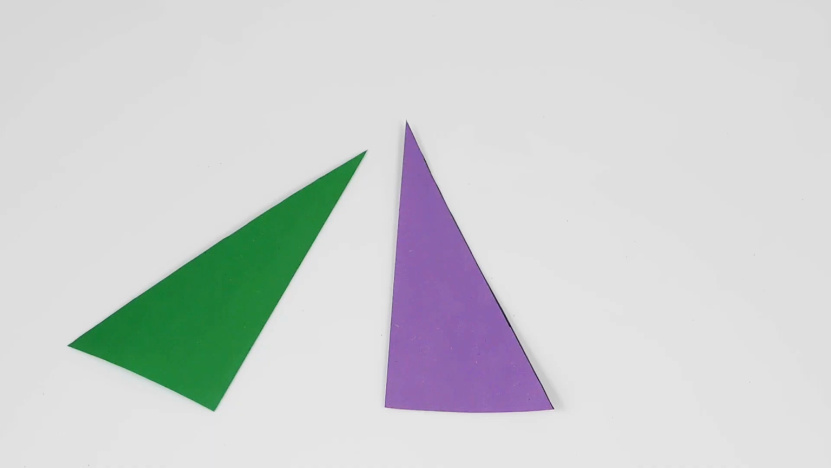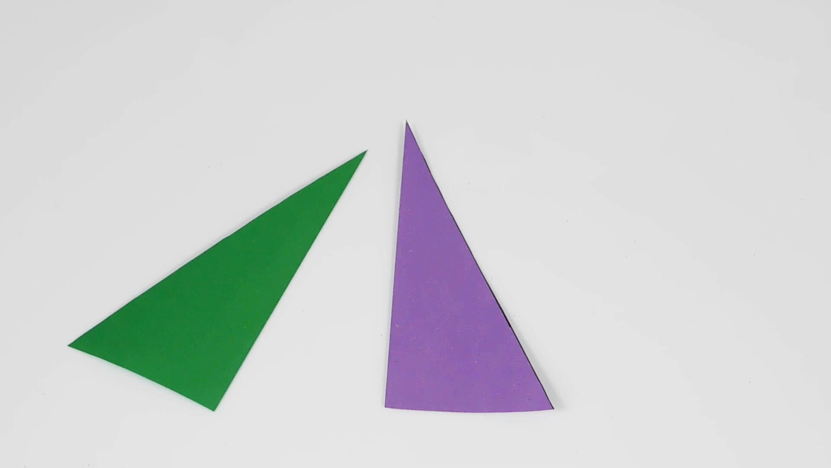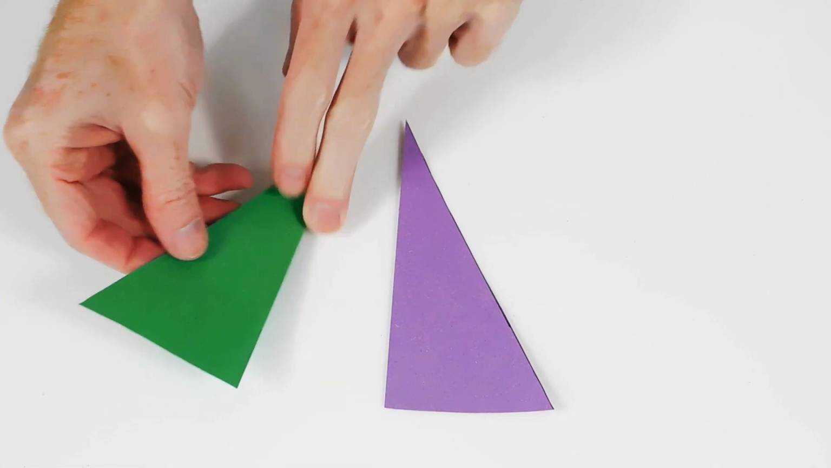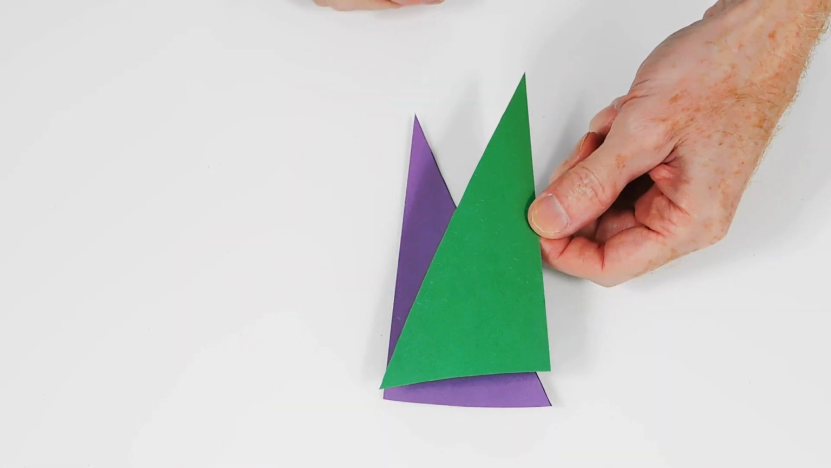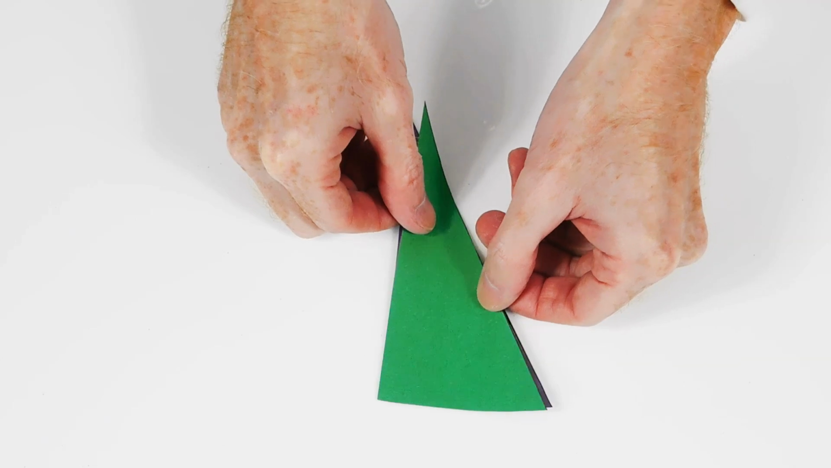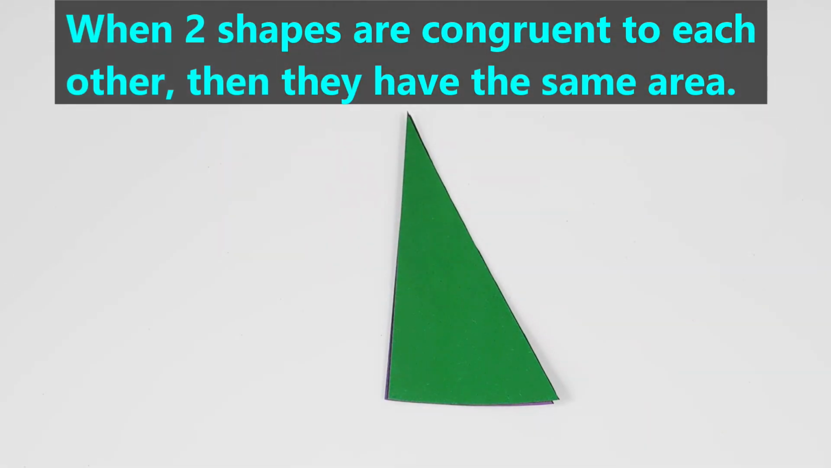Here's a quiz. Are these congruent? They appear to be the same size, but at first it looks like their shapes are different. We're allowed to rotate and flip over shapes when we're checking for congruency. Instead of using the expression flipping over, in math we use the word reflect. After rotating and reflecting the green triangle, we found that it is congruent with the purple triangle. Please note that when two shapes are congruent to each other, then they have the same area.